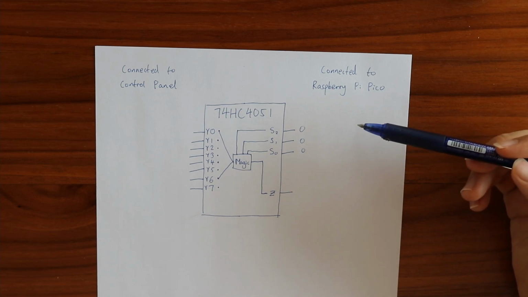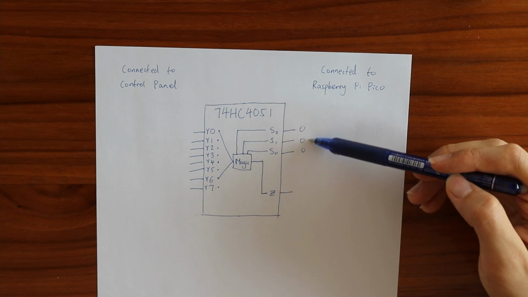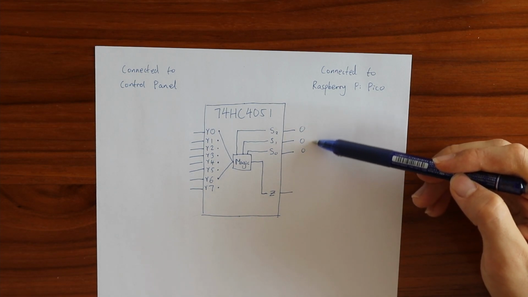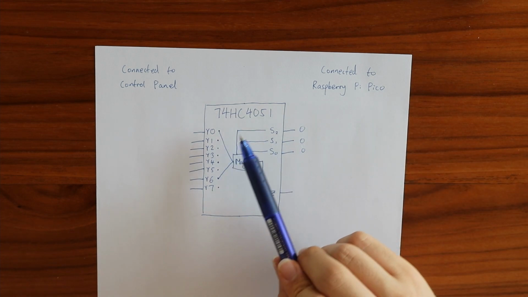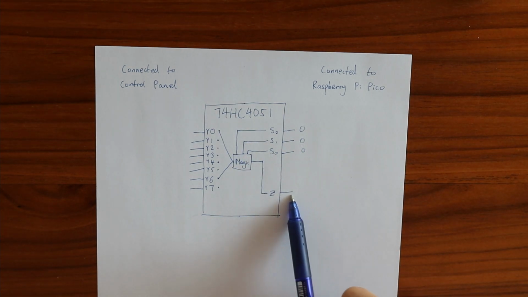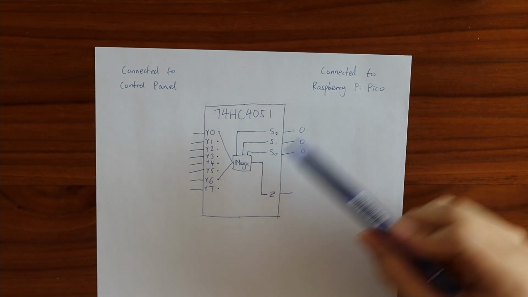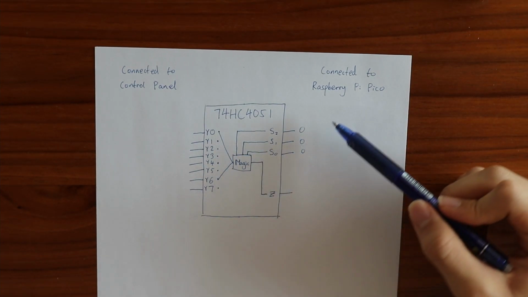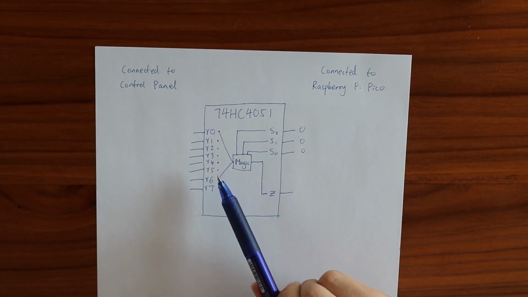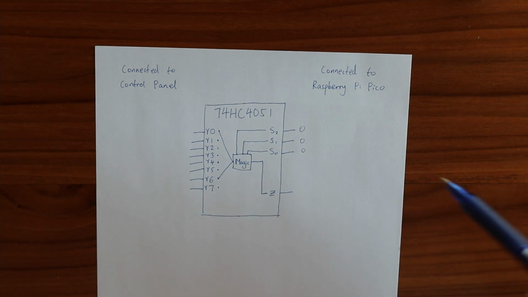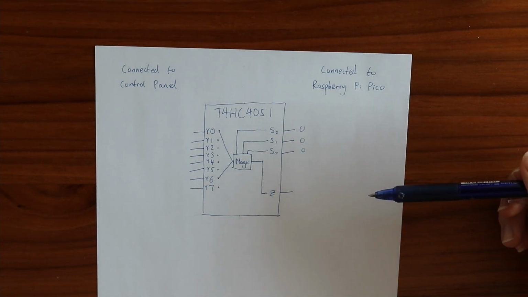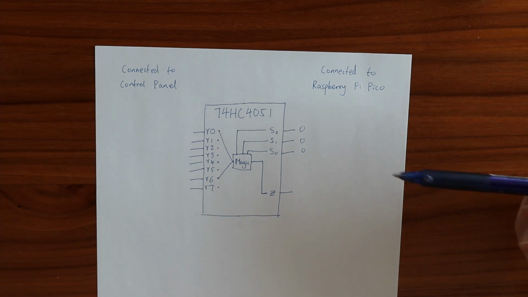What the Raspberry Pi Pico has to do then is to set the 3 binary pins to the binary value of 0, and then read the analog input, and then set it to 1 and read it, set it to 2 and read it, all the way on until it sets it to 5 and reads it. That means it's read the 6 inputs and it's stored them as values which are then usable in the calculation.